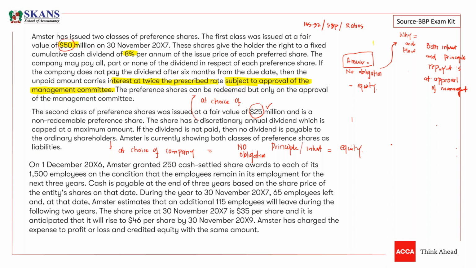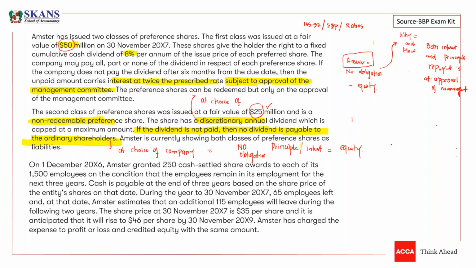So guys, again, you need to prove why you are saying that this is equity. It is very simple again. Look, this is non-redeemable preference shares, with discretionary annual dividends, and the condition which is attached is again at the choice of the company. The company can easily avoid the payment. So this is equity.